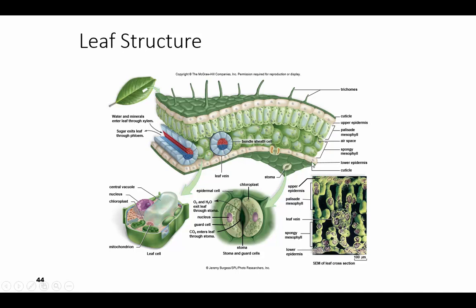The lower epidermis with the cuticle, and it has the openings, the stomata, or stoma is singular, for the carbon dioxide to go in and the oxygen to come out. The veins of the leaf contain the vascular tissue, the xylem and the phloem.